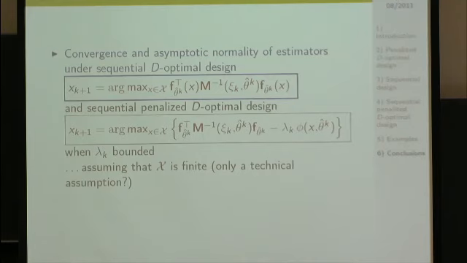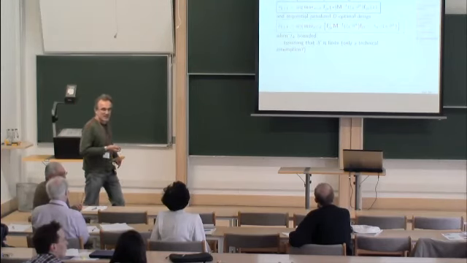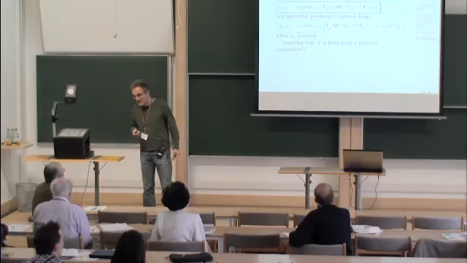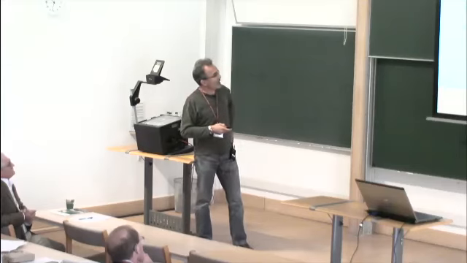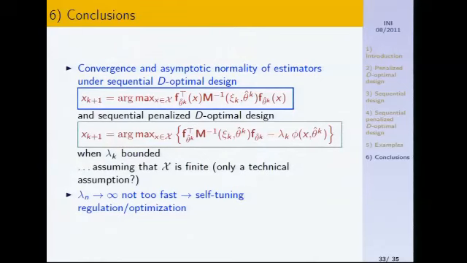And now in terms of theoretical issues, we have some consistency and asymptotic normality results, but I always use this assumption that the design space is finite, so it's not very restrictive here, but in other circumstances it could be restrictive, so it would be interesting to see if we can bypass this type of assumption.